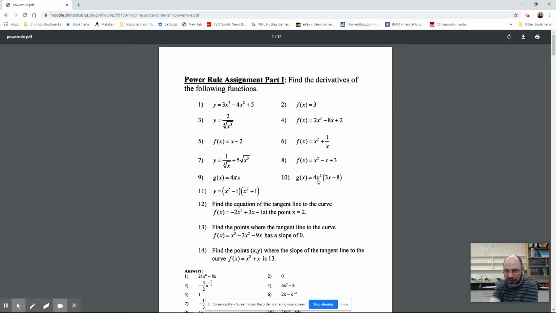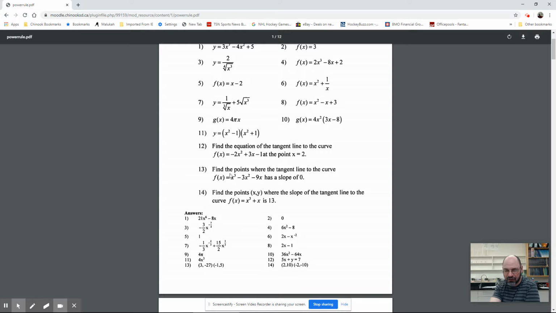Notice when you get to 10, you're going to have to expand that out first, okay? Because we only know the power rule. We don't know the product rule yet. So you're going to have to multiply that out first, and once you get a polynomial without brackets, then you can do the derivative, okay?